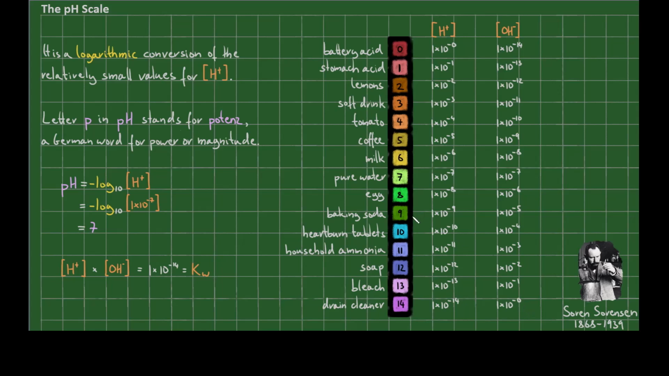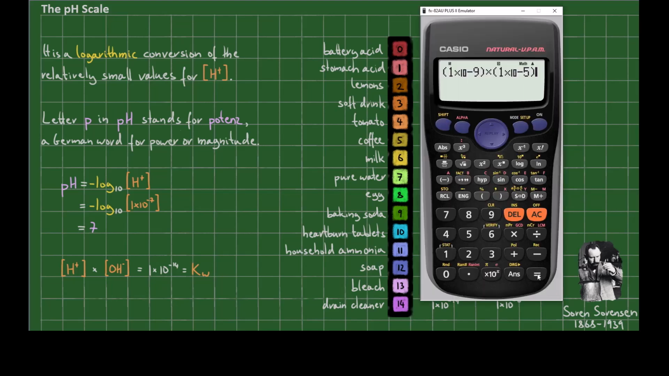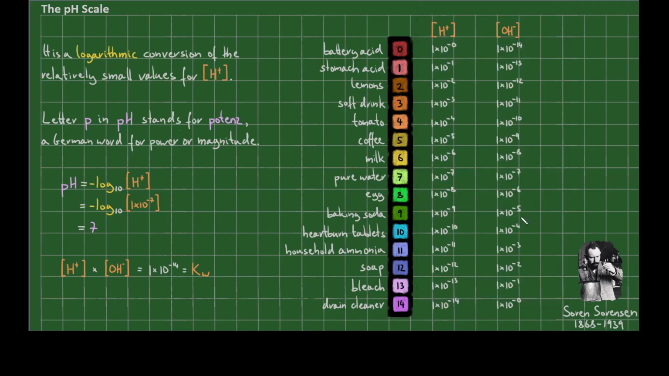If we look at something like a solution of baking soda, which has a pH of approximately 9, that means that the hydrogen ion concentration is 1 times 10 to the negative 9, and the hydroxide ion concentration is 1 times 10 to the negative 5. If I multiply these two numbers, using my trusty calculator, I get the water dissociation constant, 1 times 10 to the negative 14. We would obtain the same result for any other matching pair of hydrogen and hydroxide ion concentrations. I will explore pH calculations in another video.